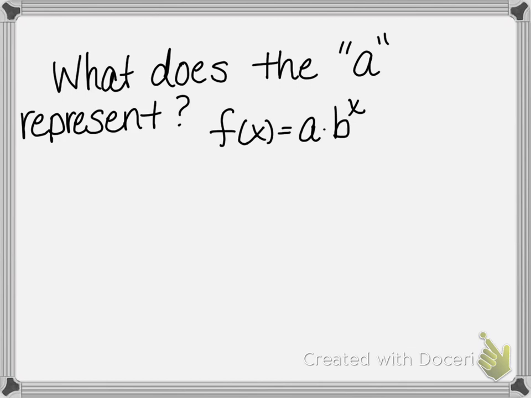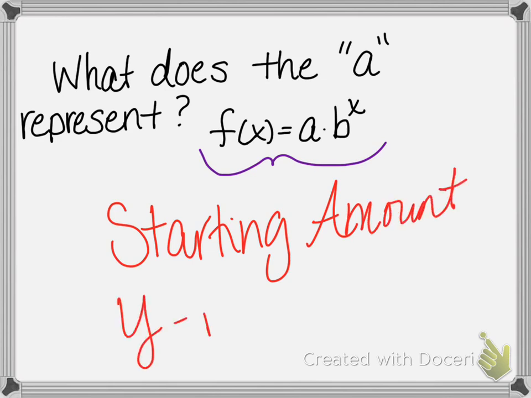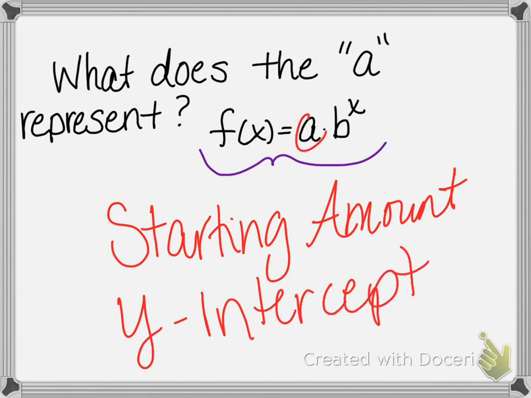Okay, we're doing pretty good on time. We're hanging out at 9 minutes. What does the a represent in this function? Just in general, what does a represent? Hopefully you're thinking. It's the starting amount, yes. Also known as, what else does it represent? If I'm graphing, it is the y-intercept, yes. Hopefully you said that. So, a is the starting amount or the y-intercept. Remember that.